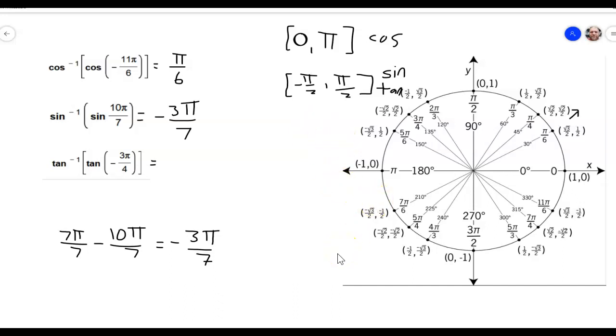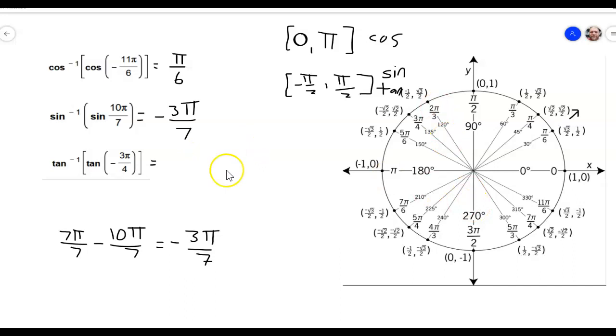So if you notice here, for example, tangent is y divided by x. So if you look at, for example, the angle 4 pi over 3, you have negative 1/2 divided by negative root 3 over 2. And if you look half a circle away, you have positive 1/2 divided by positive root 3 over 2. And that's going to give you the same exact tangent value. And you can kind of do that for every single opposite angle, 180 degrees.